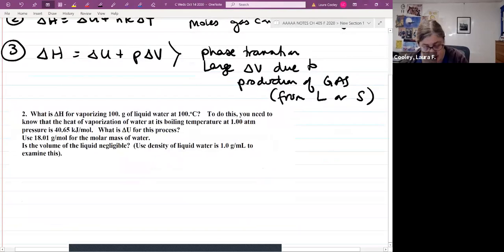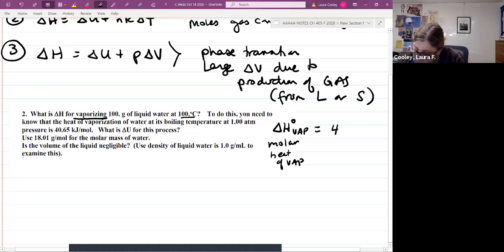Okay, so here's the problem. It says, what is the delta H for vaporizing? So we're talking about a vaporization. 100 grams of liquid water at the boiling point, 100 degrees C. Okay, and I give you that the heat of vaporization, this is the molar heat of vaporization. It's a per mole quantity. And it is 40.65 kilojoules per mole.